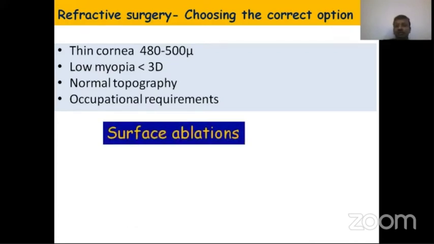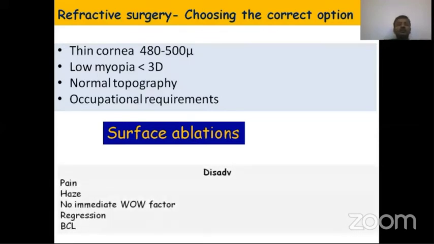But the main disadvantage of PRK is that there is no wow factor on post-op day one, because it usually takes up to 8 to 10 weeks for the patient to have a best corrected visual acuity of 6/6 or better. And there are chances of developing haze, and even regression if we treat higher refractive errors.